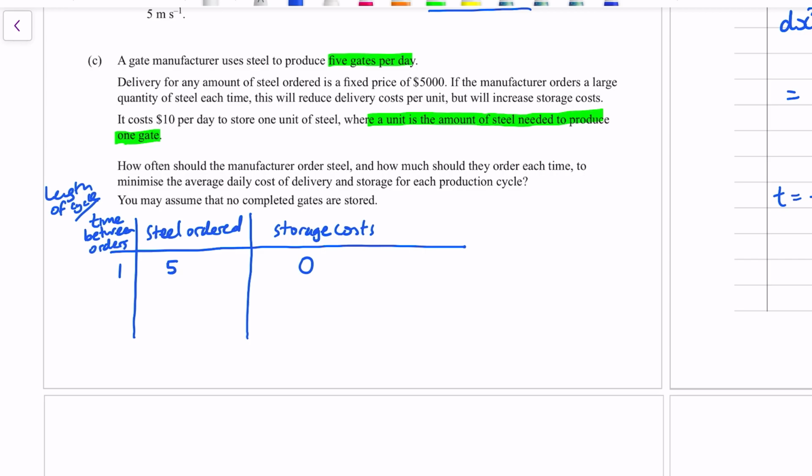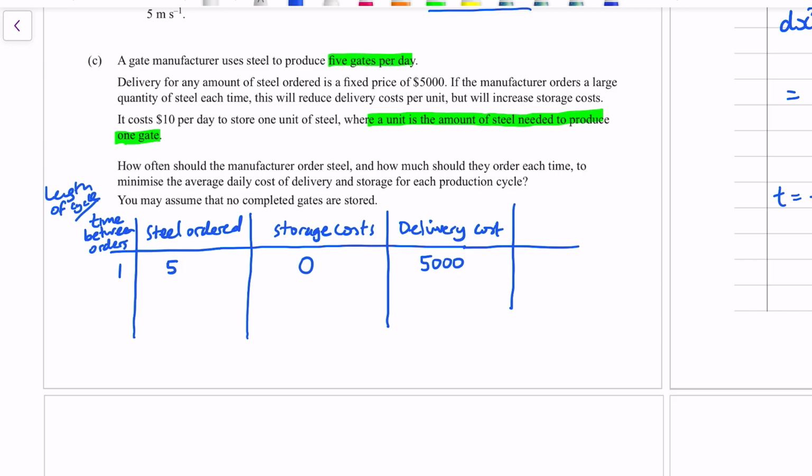And then, lastly, delivery cost. You're told in the question that delivery cost is fixed. So it's paying for the order to be completed, for the truck to come out with the steel in it. It doesn't matter how much steel you've got, it's the same amount. So we're going with $5,000 here. So obviously not very optimal to do this $5,000 thing every single day just to get enough steel to make 5 gates.